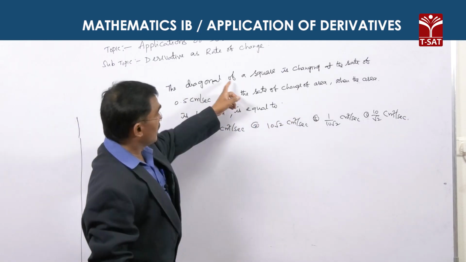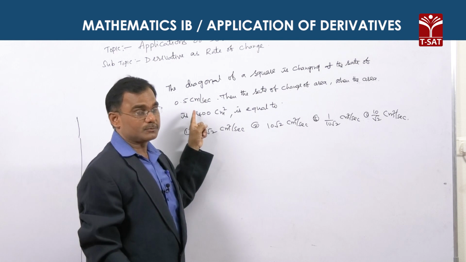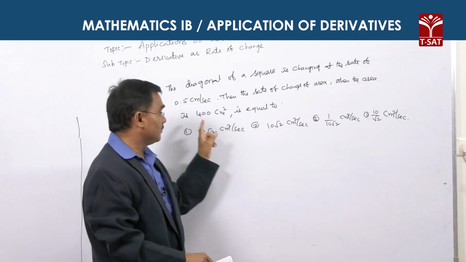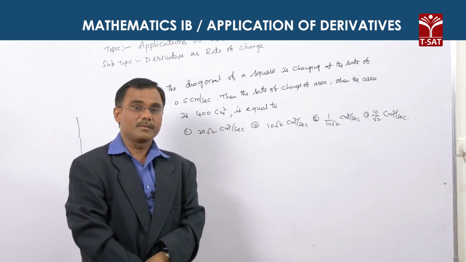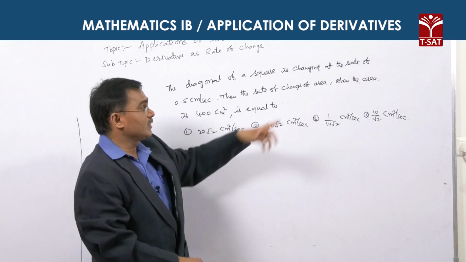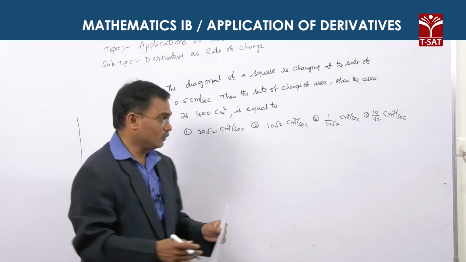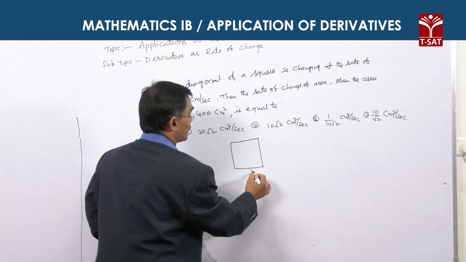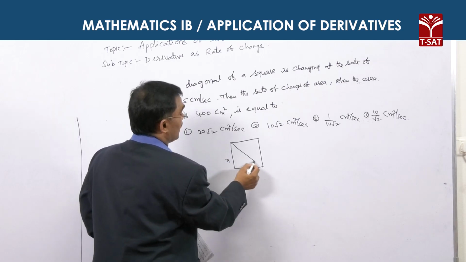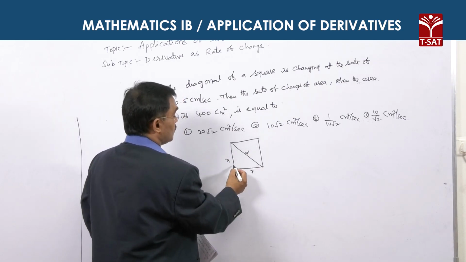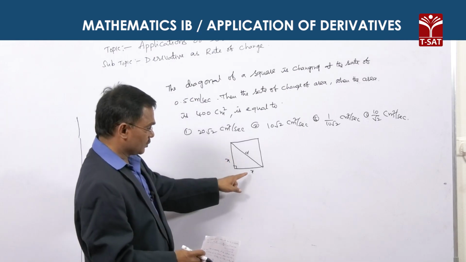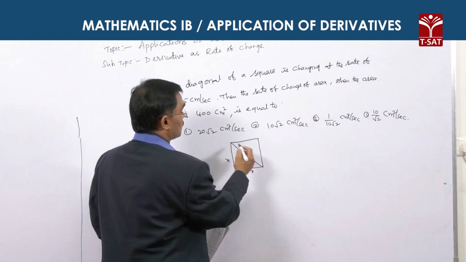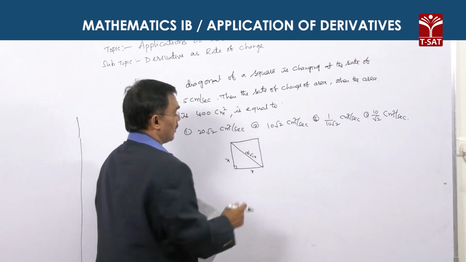So the diagonal of a square changes at the rate of 0.5 centimeters per second. At the time the area is 400 centimeter square, find the rate of the change in the area. Suppose this is one of the diagonals. The square's side is x centimeter, and the diagonal is d. This is a right angle triangle. So using the Pythagoras theorem, d is equal to root 2 x.